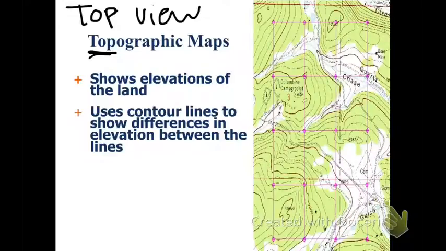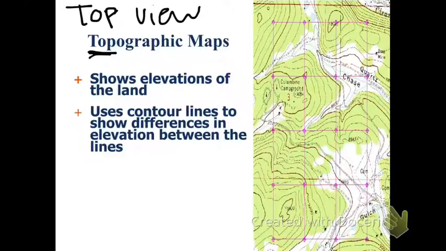So it's showing you how steep it is, because if you're looking for an area you could go rock climb, then you need to find a really steep area of land. You don't need to just know where things are, you need to know how steep the land is surrounding it. And the way that topographic maps show you this is by using contour lines.